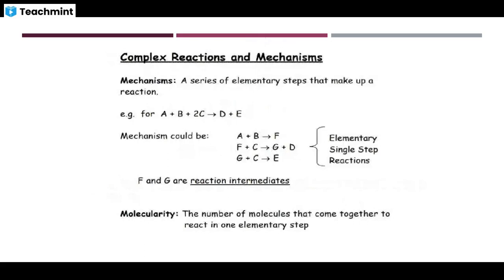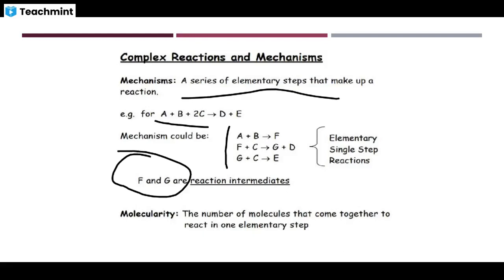Complex reactions and mechanism: a series of elementary steps make up the reaction. Take a reaction like A plus B plus 2C gives D plus E. The mechanism could be A and B joining to give F, then F plus C joining to give G plus D, then G joining with another C. Now F and G are intermediates. They may be formed and decomposed, so you cannot observe them in the product.